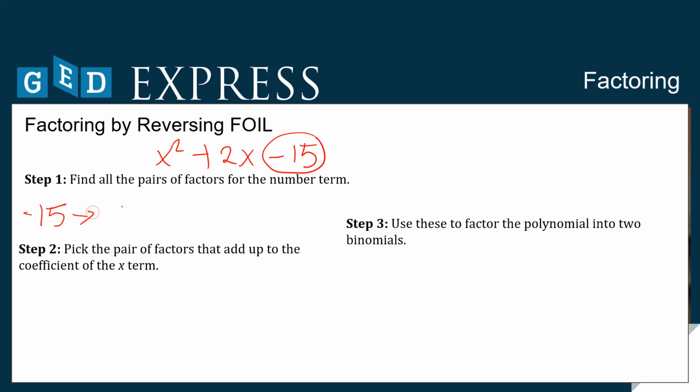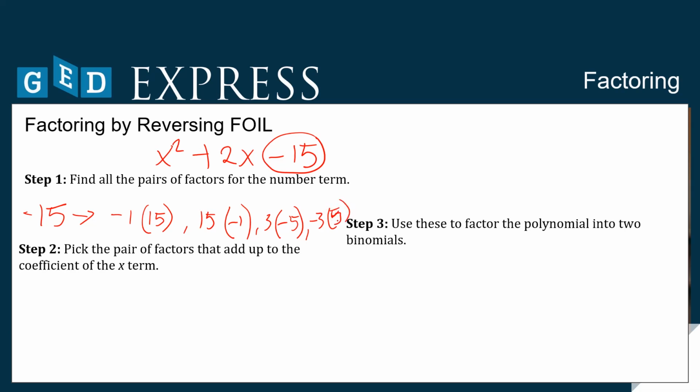So we have minus 1 times 15. We also have 15 times minus 1. Then we have 3 times minus 5. Or we have minus 3 times 5.